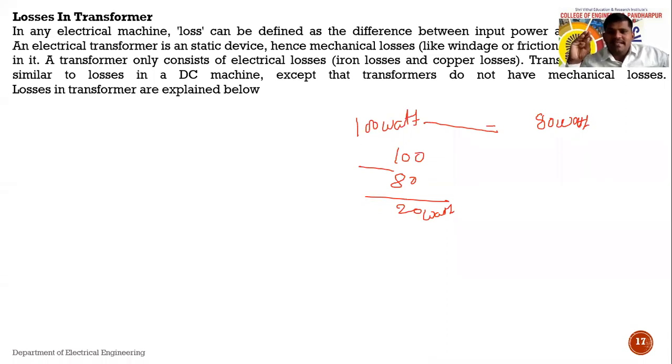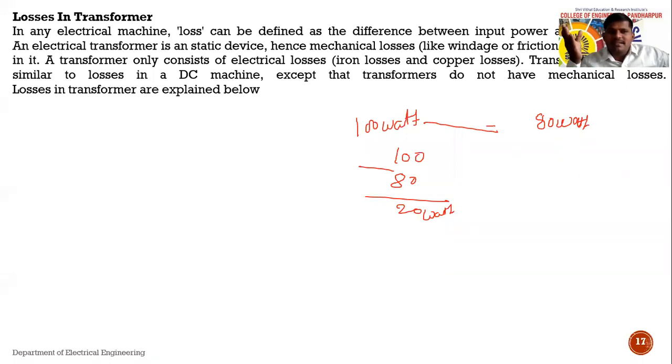Transformer is a static device, so there are no friction or windage losses, like mechanical losses or stray load losses, present in a transformer. So a transformer consists of only two types of losses: one is called a constant loss, and the other is called a variable loss. Under the constant losses, we have iron loss and eddy current loss. Only these two types of losses are in the transformer's constant losses.